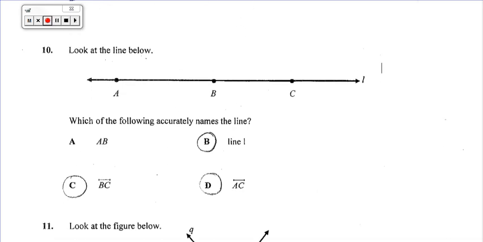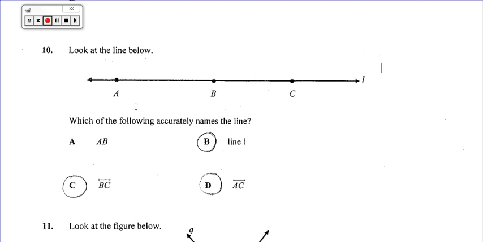For our next problem, which of the following ways accurately names the line? There is more than one answer here. Notice that AB without the segment bar, without a line, means the distance from A to B. Line L is an appropriate way of naming this line.